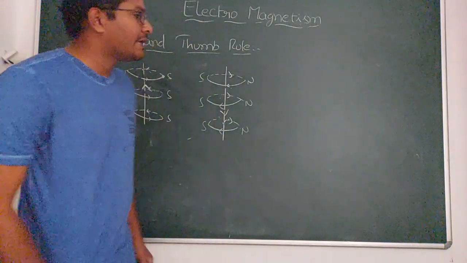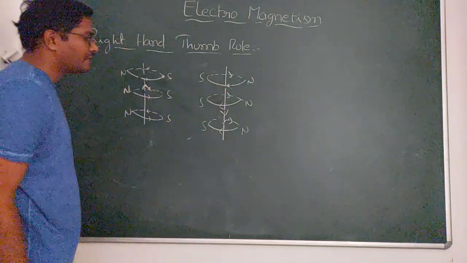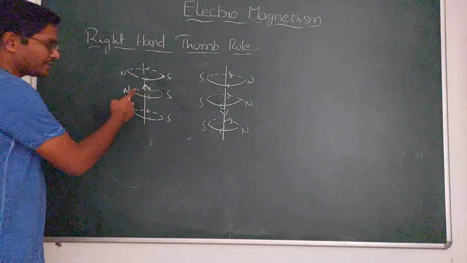Okay. So as the direction of the current gets reversed, the direction of the magnetic field lines also gets reversed.